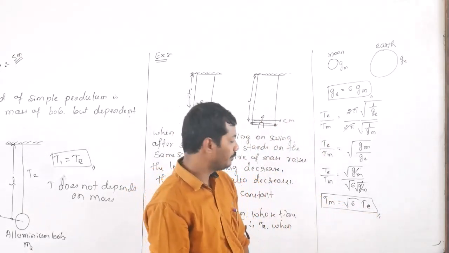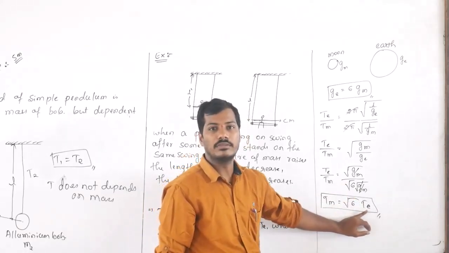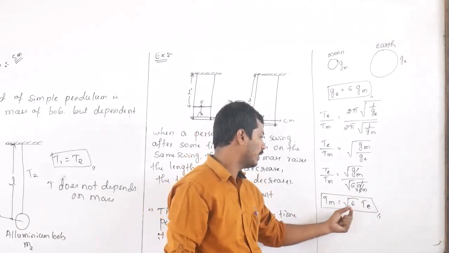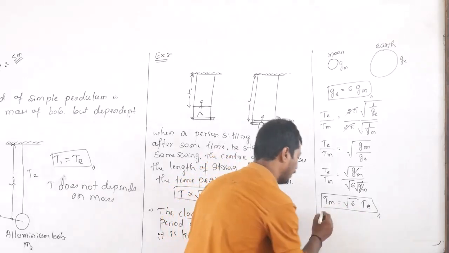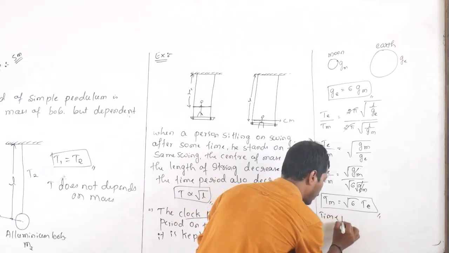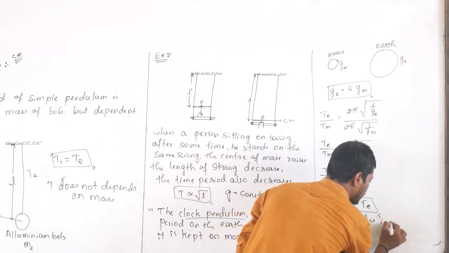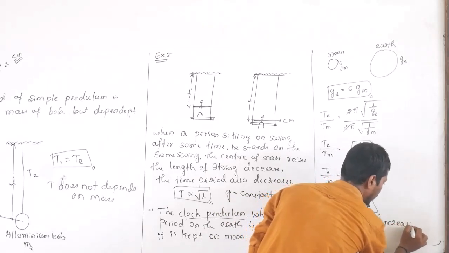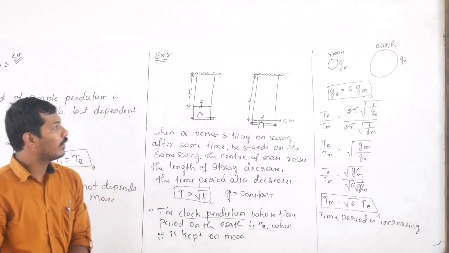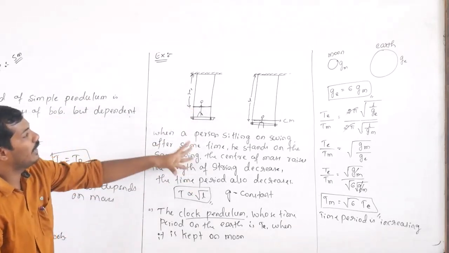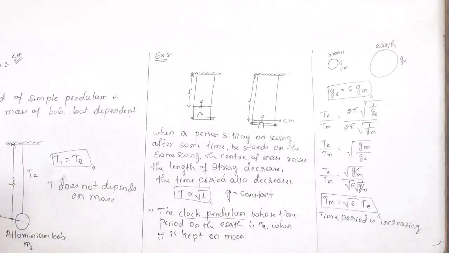It means the time period on the moon is more. The time period is just increasing here. Okay, these are the two examples of the time period of the simple pendulum.